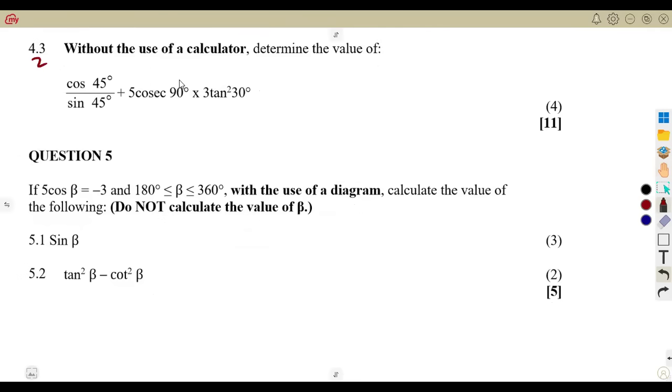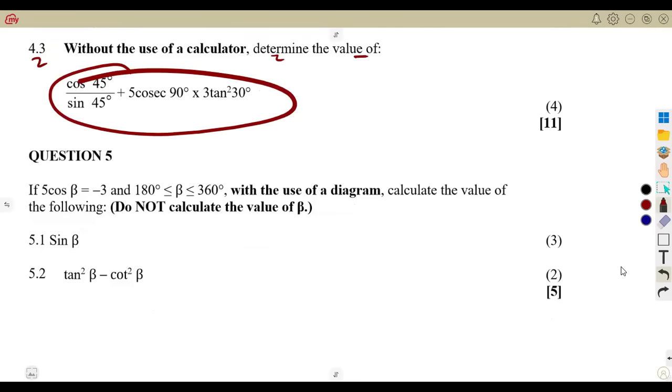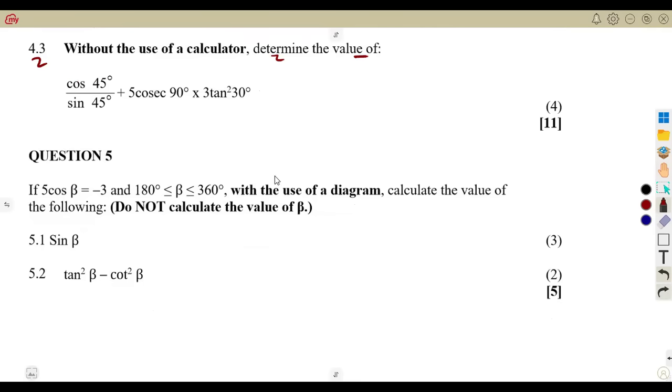On 4.3, without the use of a calculator, determine the value of. Now we are not supposed to use a calculator, meaning we are supposed to be working with our special angles. Remember your special angles from the 45 degrees. If you are given this is 45 degrees, this is 45 degrees, then this is 1, this is 1, this is square root of 2. We work with the 30 degrees.